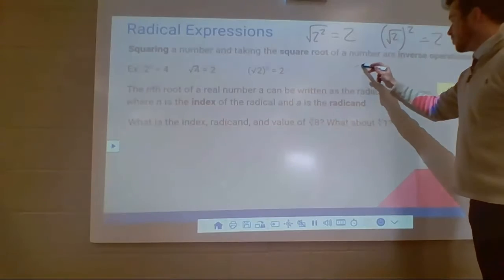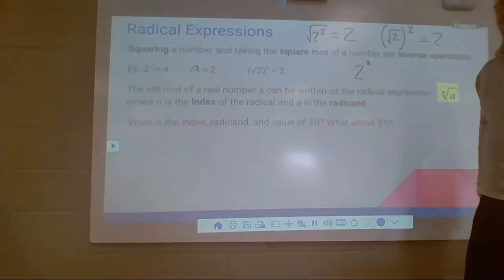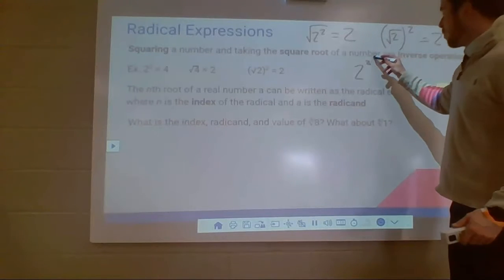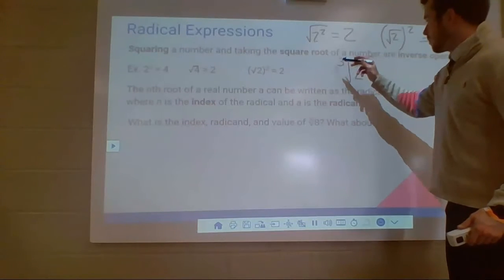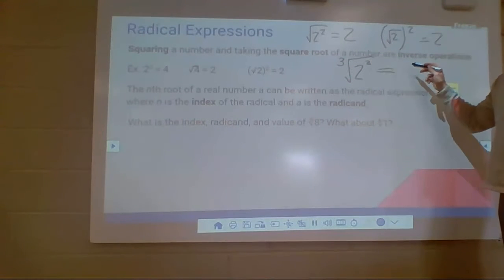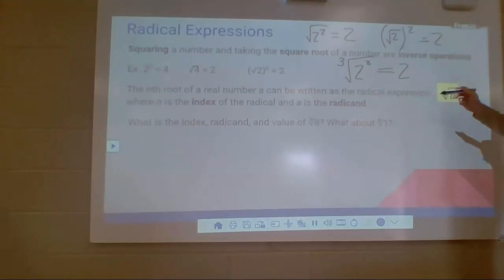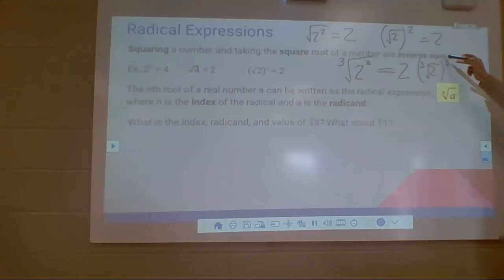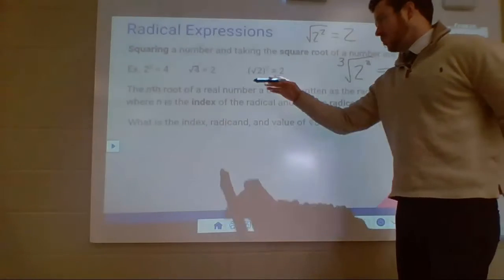So let's say we have 2 cubed, and I want to get rid of that exponent of 3 and just have 2. I'm going to take what we call the cube root, which I know you've seen before. Well, the cube root of 2 cubed is just going to give us 2. Those are inverse operations. Or if we have the cube root of 2 and I cube that, well, that cube root and that exponent of 3 will undo each other, and I'll just be left with 2. They're inverse operations, okay?